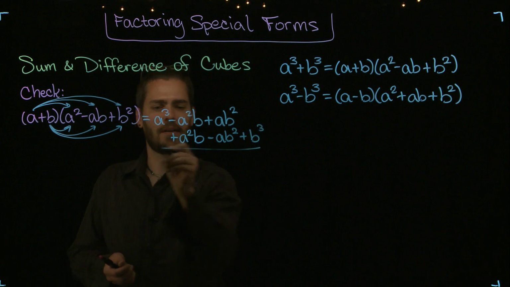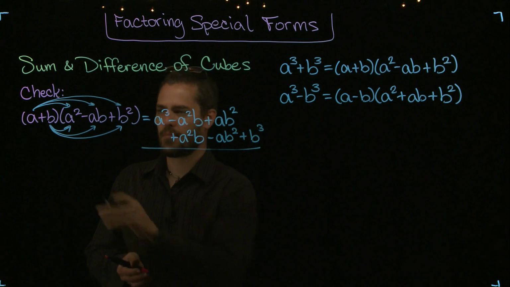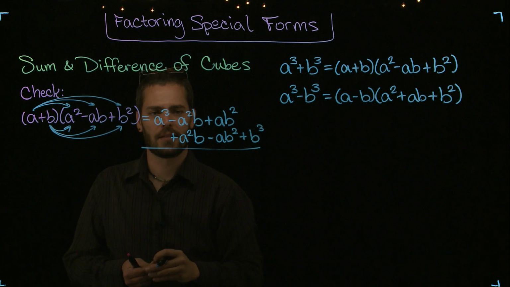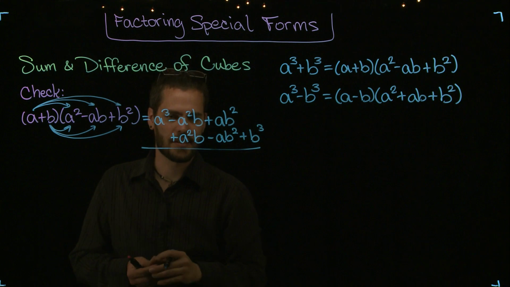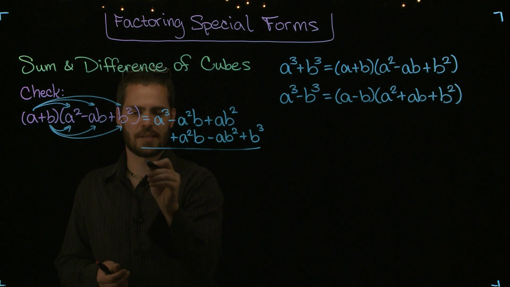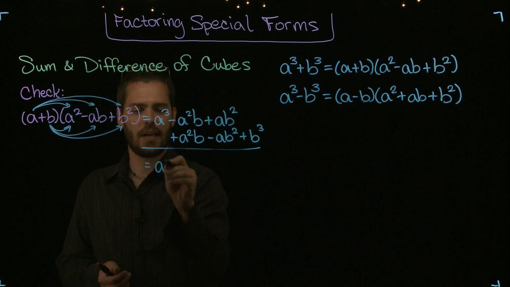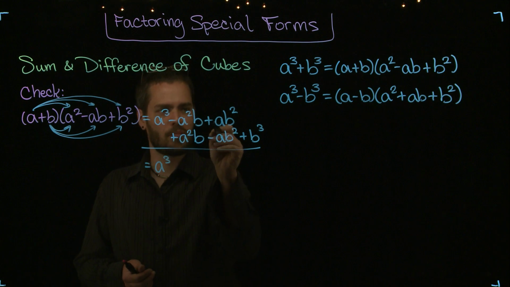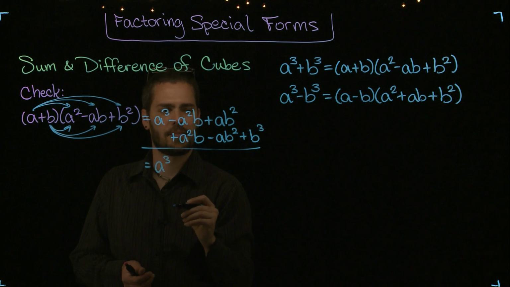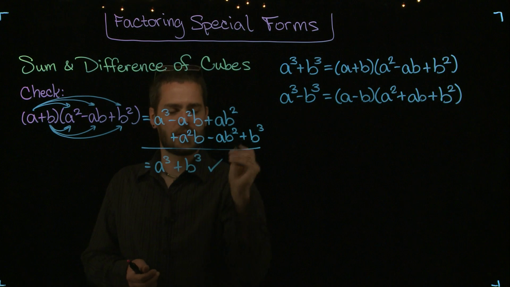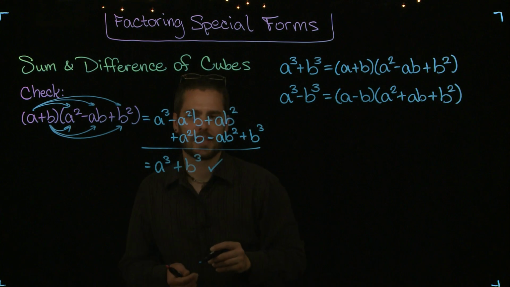Whenever I have a lot of terms that I'm getting from multiplication, I like to line up the like terms so that I can add it all up right away in a nice orderly fashion. And what you can see here is that we get a cubed, minus a squared b plus a squared b adds up to 0, plus ab squared minus ab squared adds up to 0, and all we're left with is plus b cubed in the end. So indeed, that one checks out.